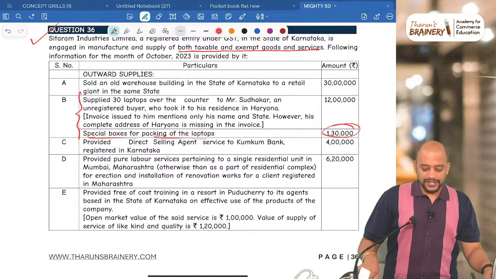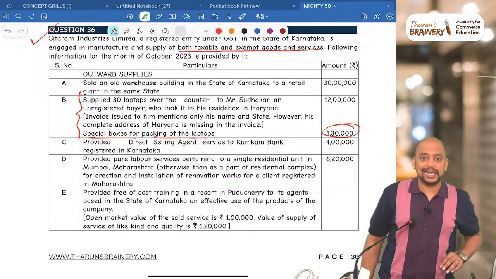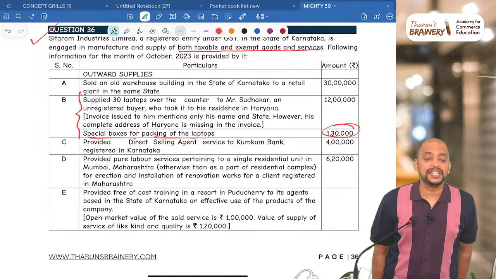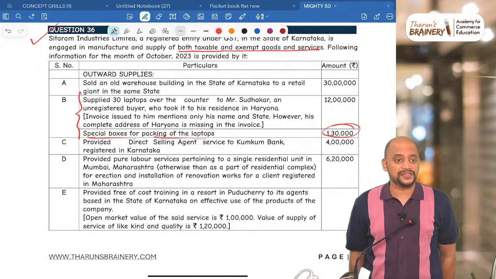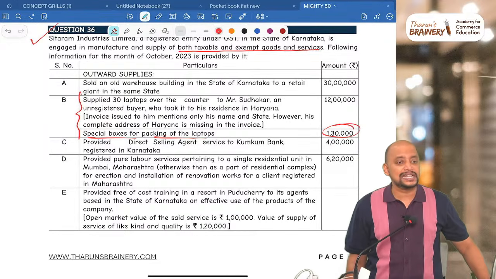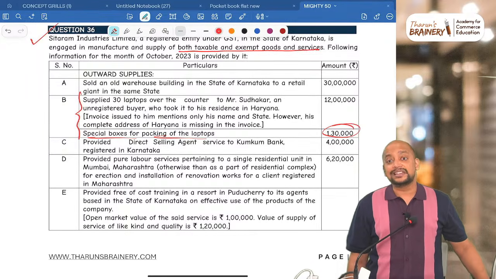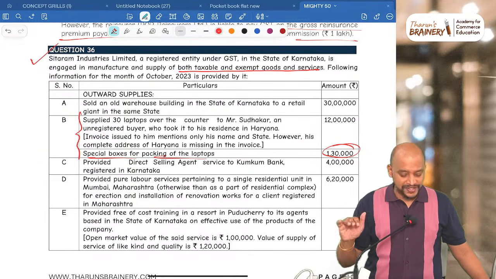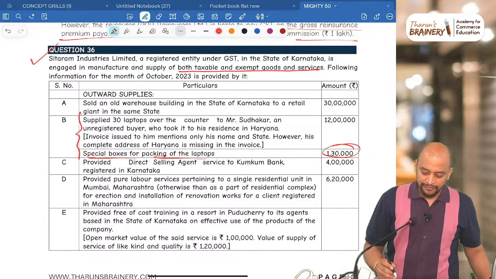Now, first of all, is it taxable? Yes. Direct selling agent, we don't have any exemption. It is taxable. It is supply. Is it FCM or RCM? It is our outward supply, FCM or RCM. Direct selling agent will come under RCM if supplier is other than body corporate or firm. Is the supplier other than body corporate or firm? No, body corporate. So it is FCM. They only will pay GST 4 lakhs.